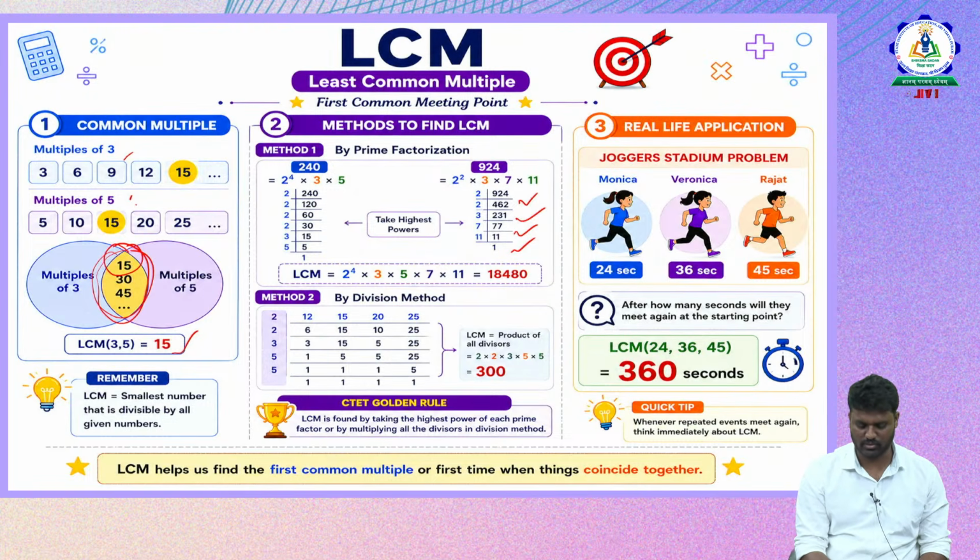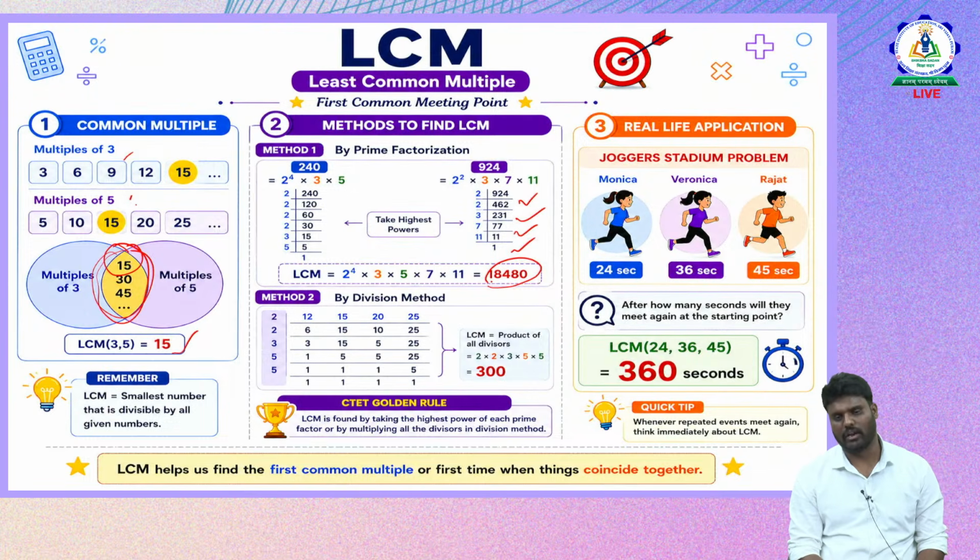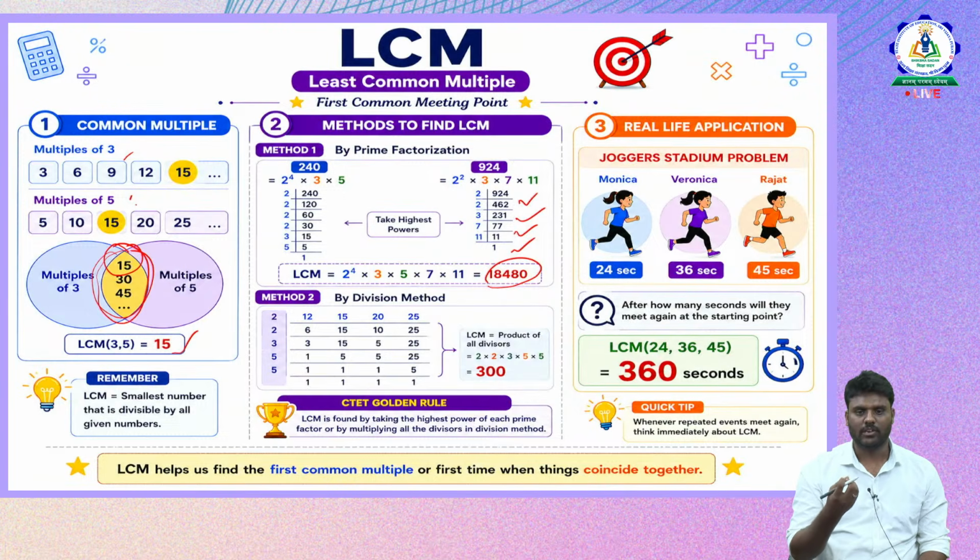Okay, so now what is the LCM of these two numbers? We can say 2 to the power of 4, 3 to the power of 1, 5 to the power of 1, 7 to the power of 1, 11. In total we'll get 18,480. Okay, so this is one way of finding the LCM of any two numbers, the prime factorization. So we have to see only which is common of these things.